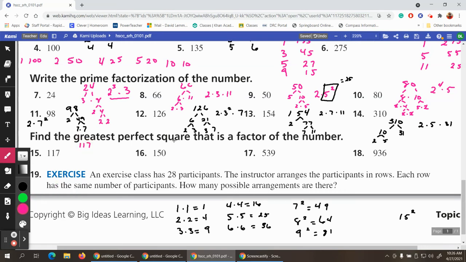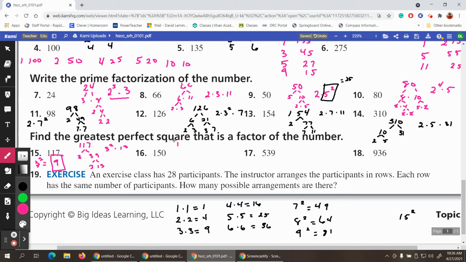117. 117, 2 doesn't work. I know that. 117 divided by 3. Hey, look, it works. That would be 3 and 39. And I know 3 can go into 39 as well. So that would be 3 and 13. So the prime factorization is 3 squared times 13. 3 squared is 9, so 9 is your greatest perfect square. That's how you do these.